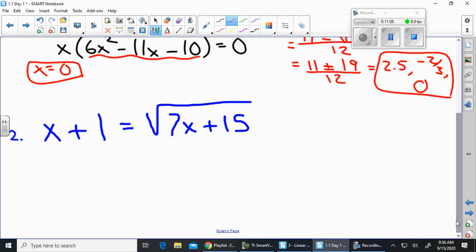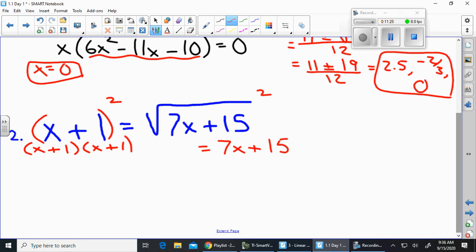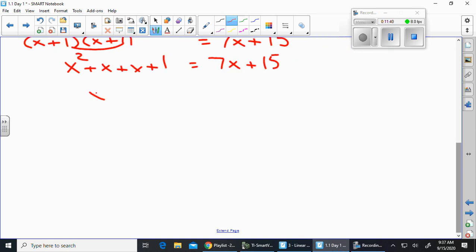This one, I have a square root. I know that to get rid of a square root, I square. Whatever I do to one side, I do to the other side. But you have to remember that's a quantity. So you have to think of that as x plus 1 times x plus 1, which is x squared plus x plus another x plus 1. And that equals 7x plus 15. So then that's x squared plus 2x plus 1.